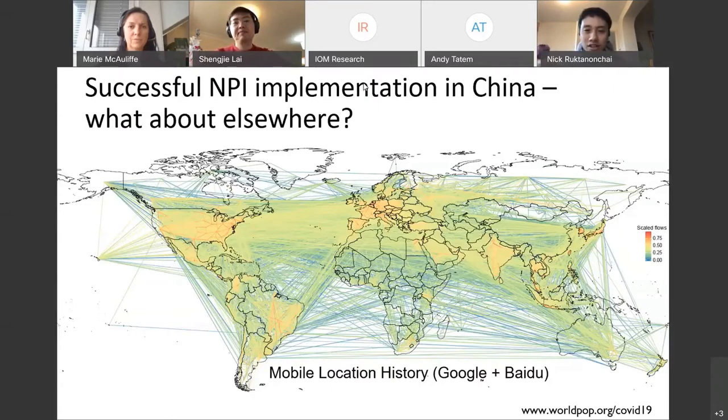So after the work in China, we wanted to explore what would happen based on different scenarios of mobility in countries around the world. So we used location history data from Google to supplant the Baidu data in China, which we had from around the world. So next slide, please.